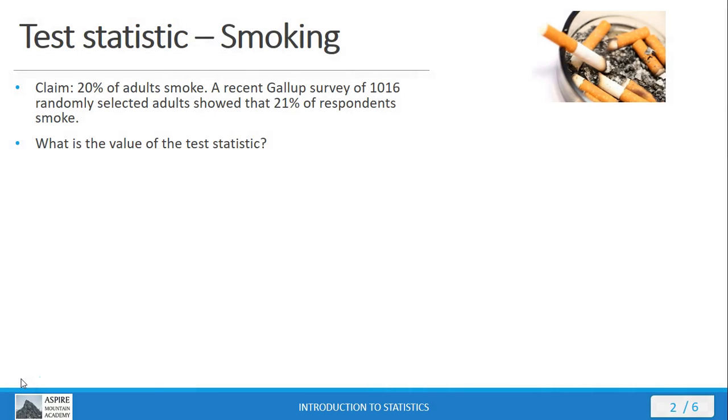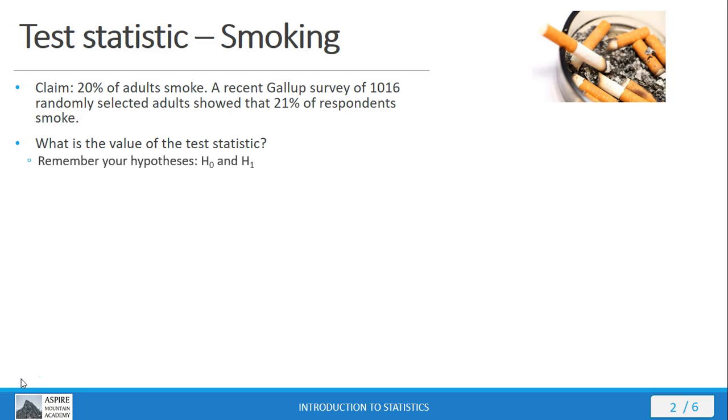To start off with, we're going to look at an example that we've seen in previous mini lectures. The claim is that 20% of adults smoke, and a recent Gallup survey of 1,016 randomly selected adults showed 21% of respondents actually smoke. So to start off with, we're going to conduct the hypothesis test, and to do that, we're going to get the value of the test statistic.